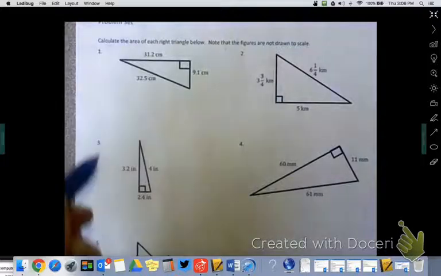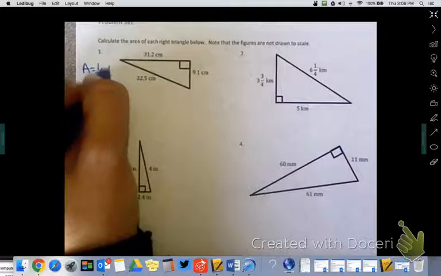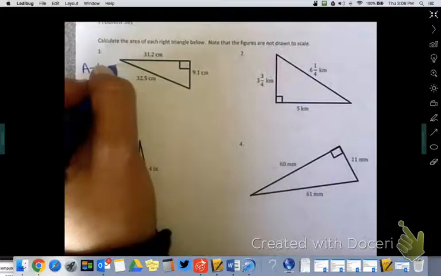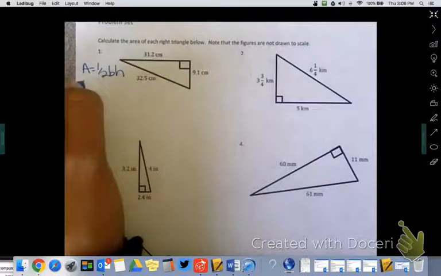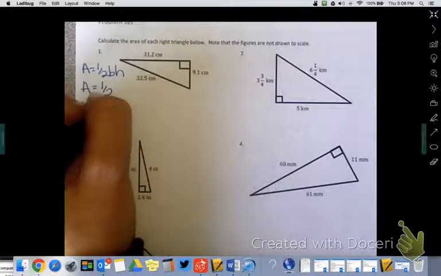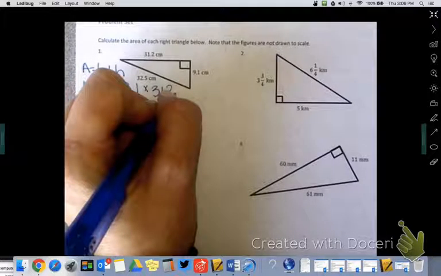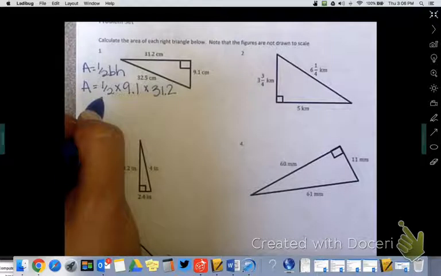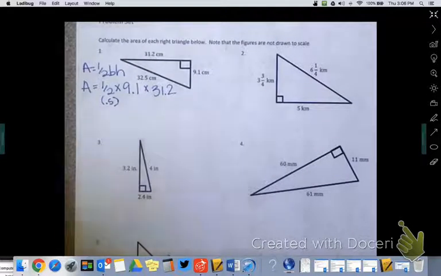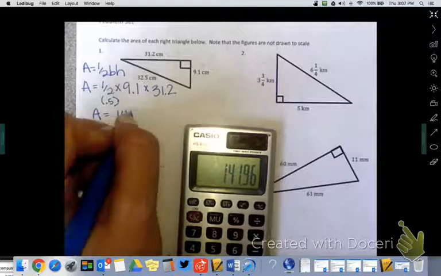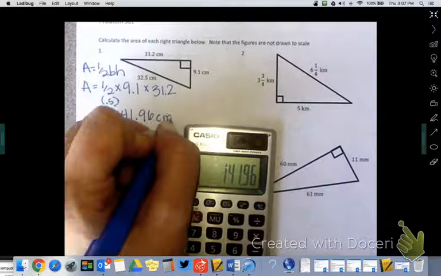To solve number 1, I'm going to start with my formula. Area equals 1/2 base times the height. And now I'm going to plug in my numbers. Area equals 1/2 times 9.1 times 31.2. I would use 0.5 instead of this 1/2, and I'm just going to multiply those numbers together. I get area equals 141 and 96/100 centimeters squared.